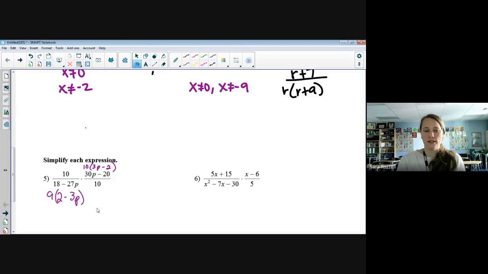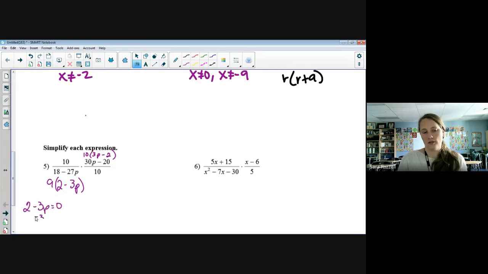So let's see right now. Let's go ahead and do our excluded value, and then we can see what we can cancel out. So if I look at my denominator, I have a 9, I have 2 minus 3p, and I have a 10. So 0 is not going to be one of our excluded values on this because I don't just have a single p sitting out in the front. So what I'm going to do to figure it out is set this 2 minus 3p equal to 0 and solve it. So subtract the 2 and divide by 3, and p cannot equal 2/3.